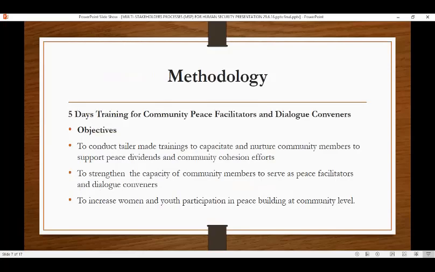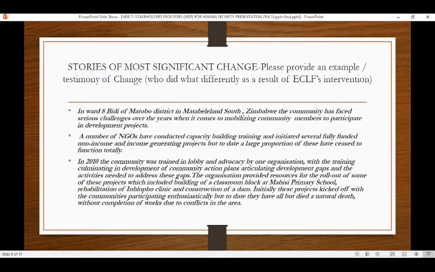And they also strengthen the capacity of the community members to serve as peace facilitators and dialogue conveners. So whenever there are conflicts within the communities, they actually come on board. And we also make sure there is an increase in the women and youth participation in peace building activities at community level. So how do they manage to do this?